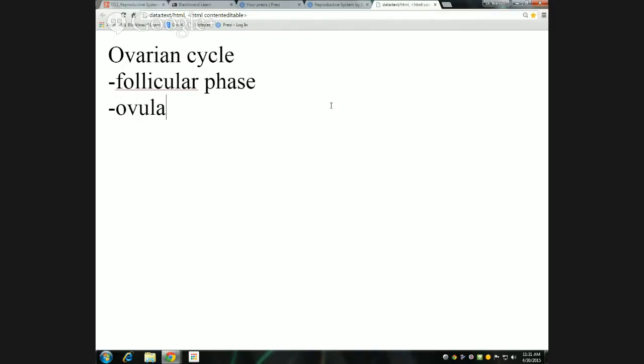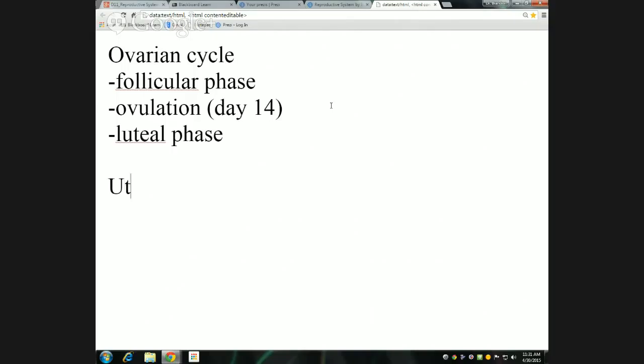So we have the ovarian cycle, which has the follicular phase, and then ovulation at day 14, followed by the luteal phase. So the follicular phase is everything up to day 14. The luteal phase is everything after day 14.